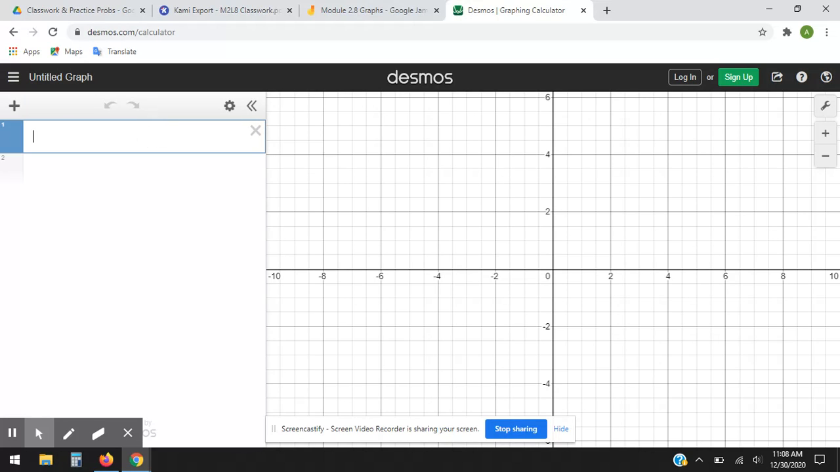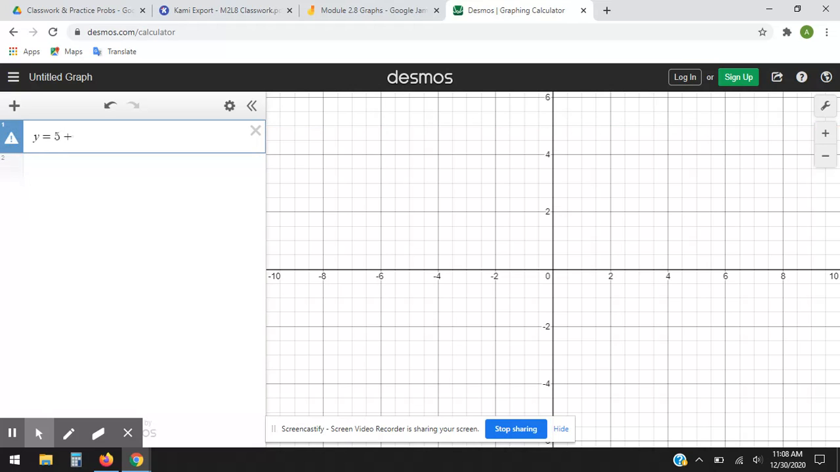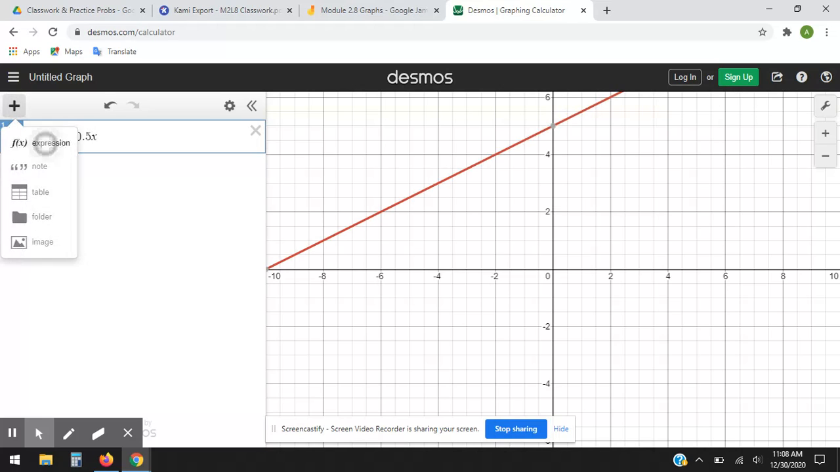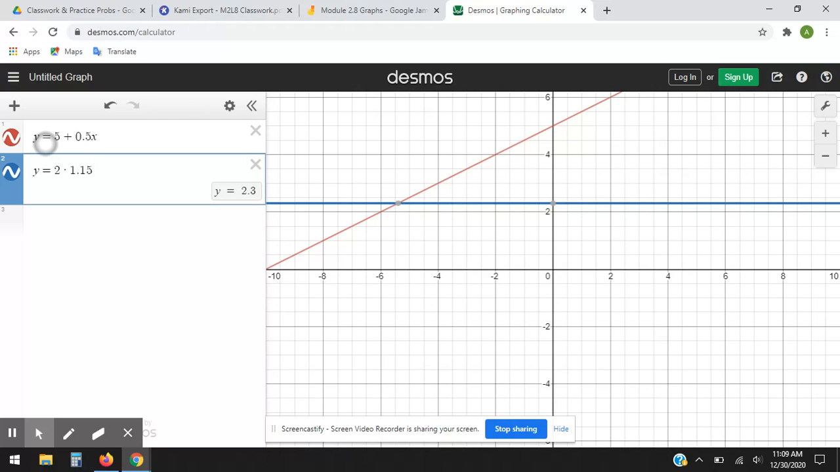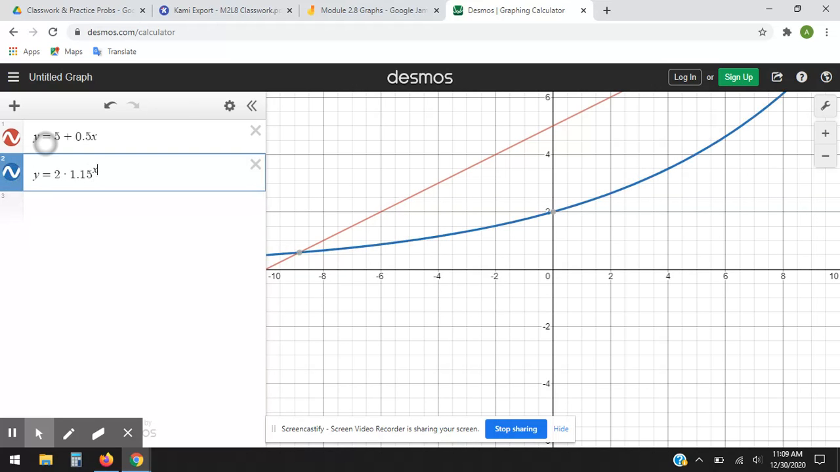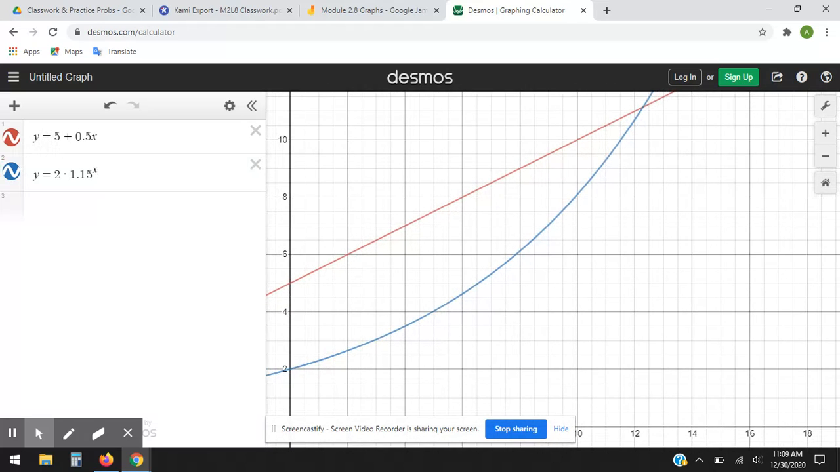So I'm going to put in my first one and do y equals 5 plus 0.5x. And let's add another one and do y equals 2 times 1.15 to the x power. So if you notice on here, sorry, Calcurama is the linear one. ComputerFest is the blue one.